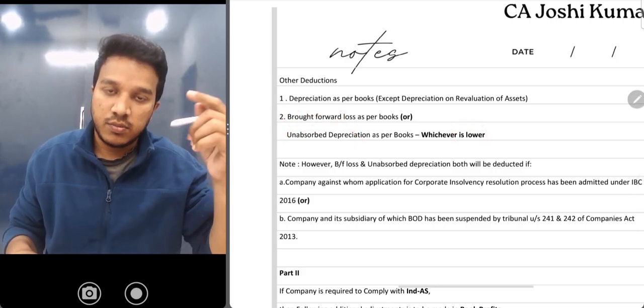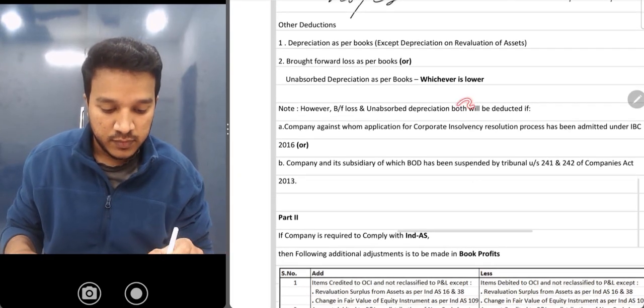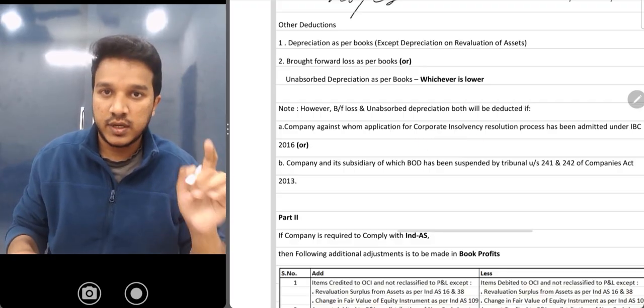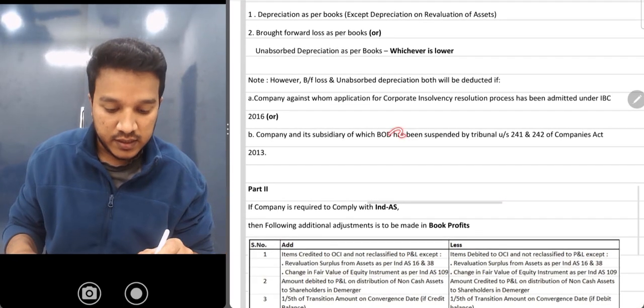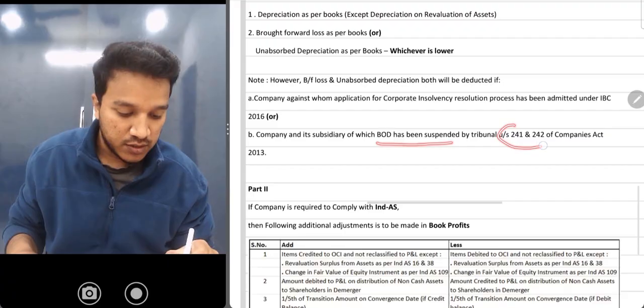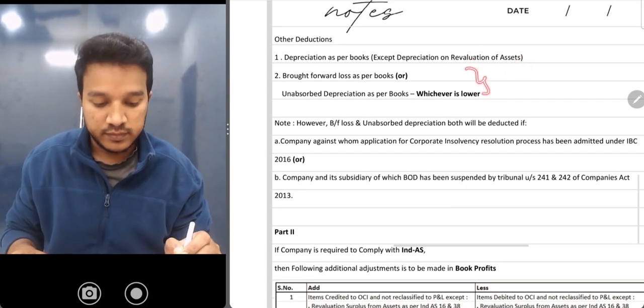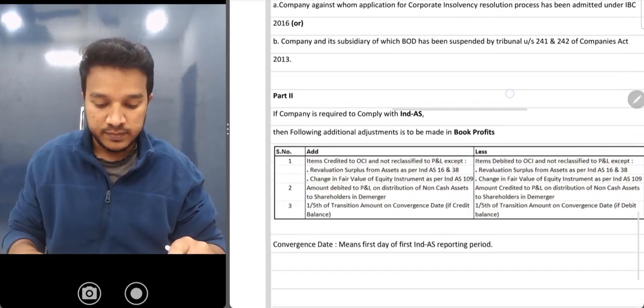You will consider both of them in the following cases. Both you can deduct in the following cases. First one is where a corporate insolvency resolution process is initiated, then you can take both. The other one is where the board of directors is suspended under section 241 and 242 of the Companies Act. In this case you can take both, not whichever is lower.